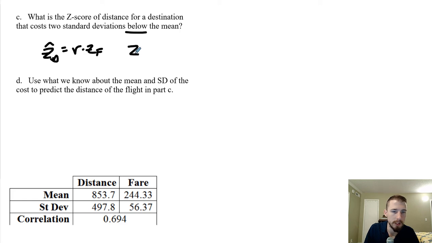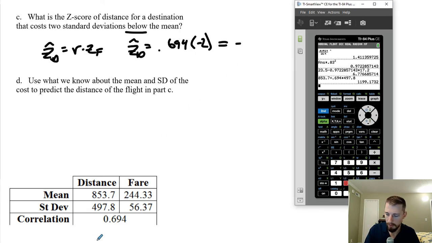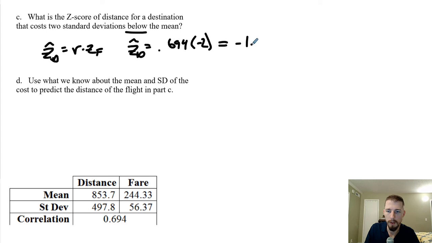So the predicted z-score for distance is going to be equal to, and that's 2 standard deviations below the mean, so that's going to be a -2. So our correlation coefficient was 0.694 times -2, which is going to be equal to a negative, I'll just put that in the calculator real quick, not a big deal. So 2 times 0.694. All right, so -1.388.